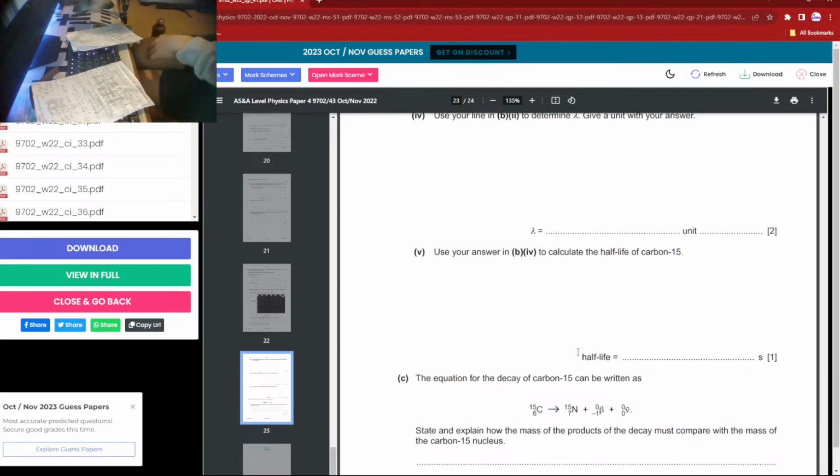But the other one would be time constant is equal to half-life over 0.693, which is ln 2. Yeah, don't get that confused, yeah? Don't confuse that. 0.275, you get half-life of 2.52 seconds.